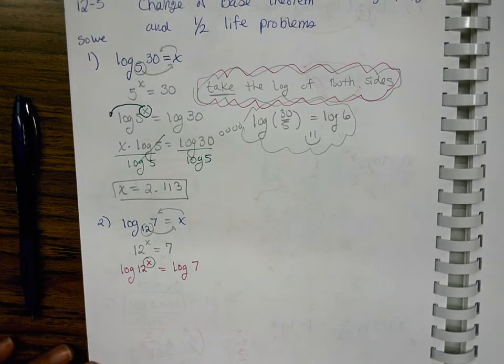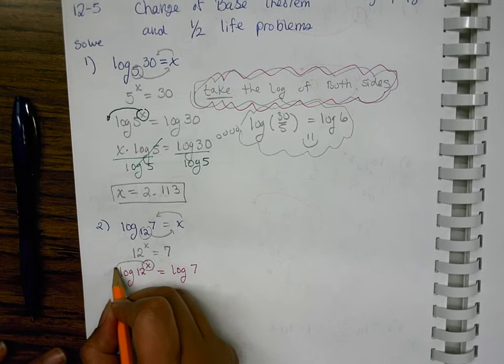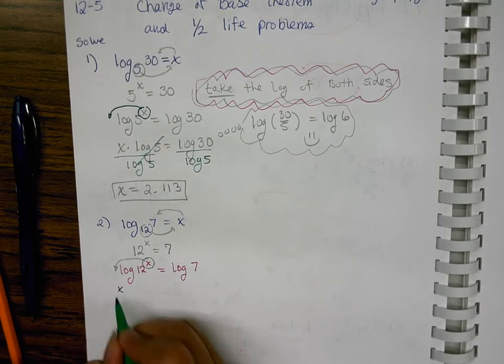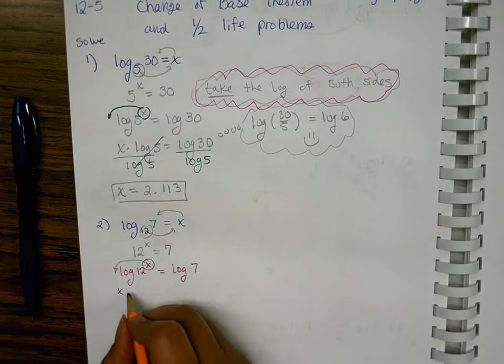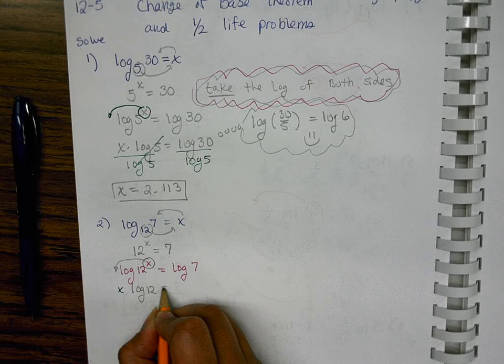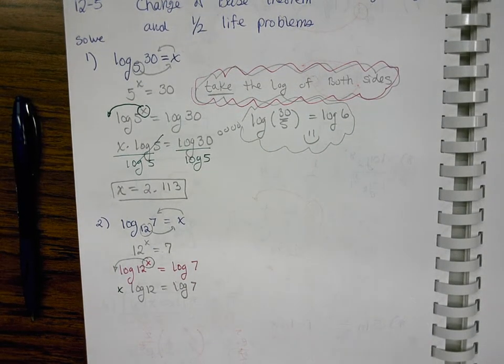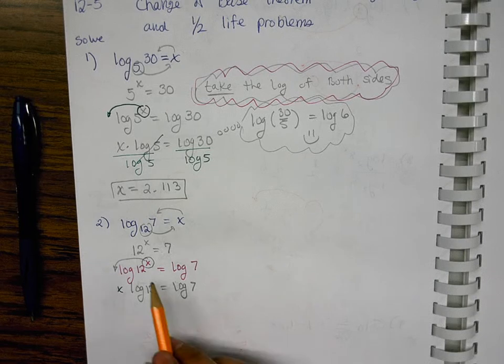And what's the whole reason we do this? I said on number 1 to do what with this exponent? Bring it down, bring it up to the coefficient, because we want to solve for x, and we can't solve for x when it's sitting up in an exponent. So we bring it down. X times log 12 equals log 7.